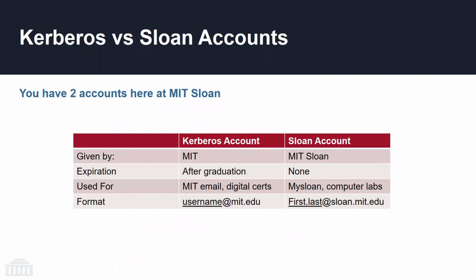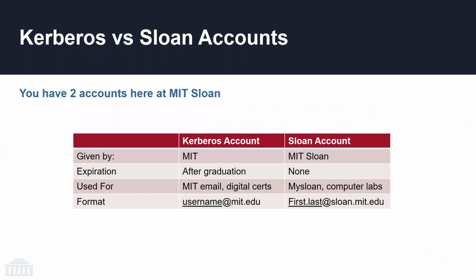Quick talking point here: this can get a little confusing. You have two accounts while you're here at Sloan. You have a Kerberos account, and you have a Sloan account. The Kerberos account is your username at mit.edu. Your Sloan account is typically in the format first.last. Little differences in these. Upon graduation, your Kerberos account expires. Your Sloan account does not. You'll use that to go into the alumni environment.